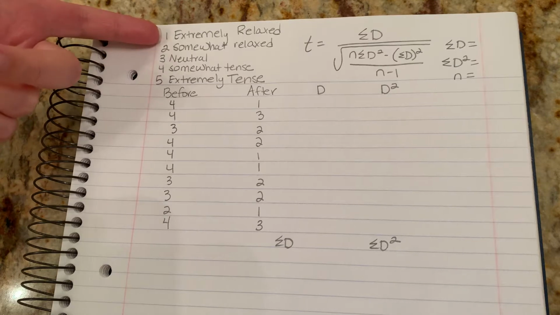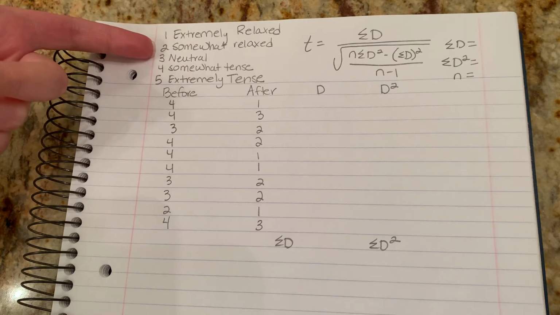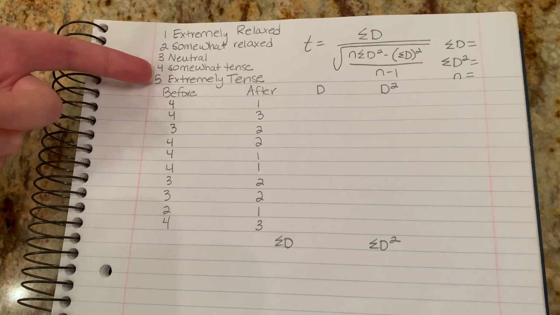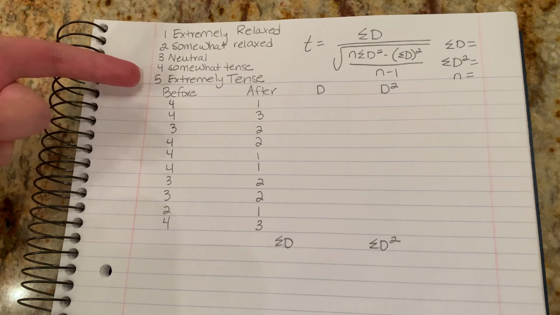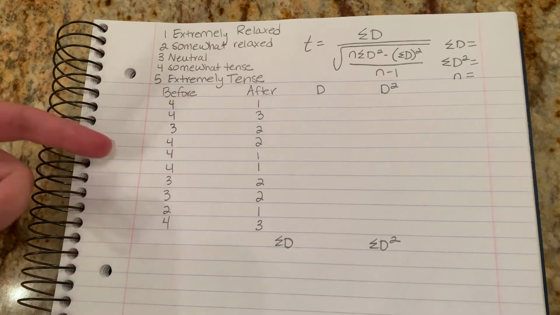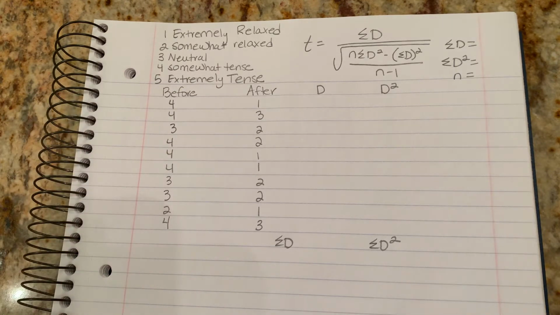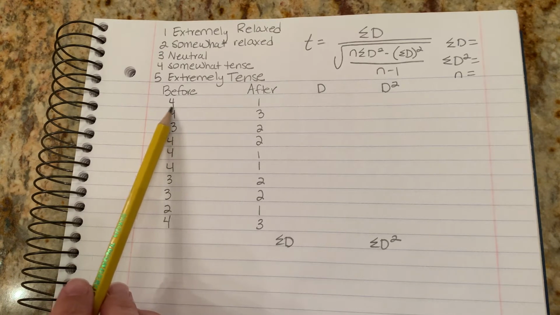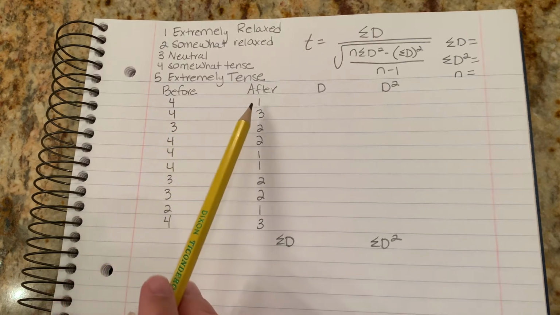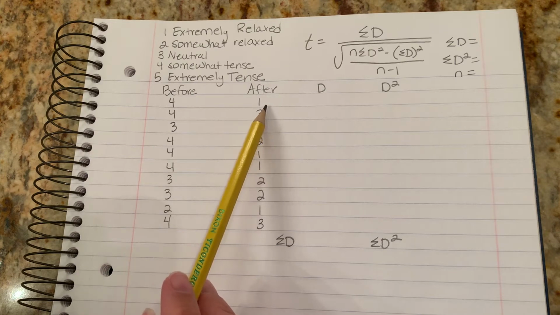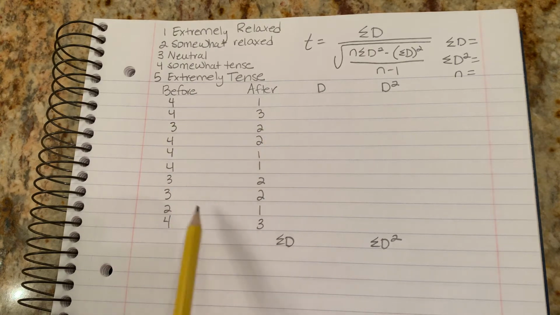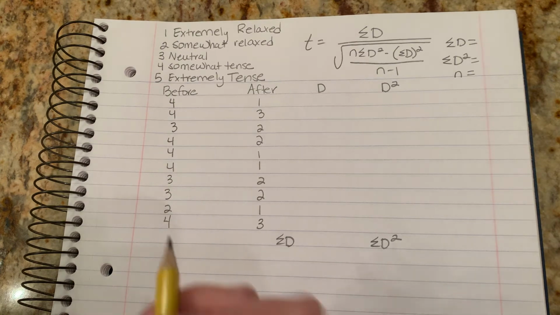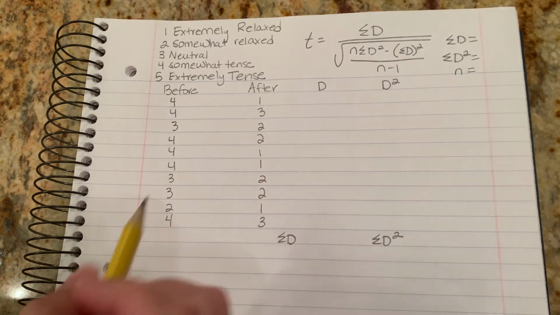A 1 represents extremely relaxed, a 2 represents somewhat relaxed, a 3 is neutral, 4 was somewhat tense, and 5 was extremely tense. So just by looking at this data, even before we calculate it, we can see there's differences. So this person was somewhat tense before the meditation, and then after it, they were extremely relaxed. So we do see there's differences here between the before and after, but in order to tell if the differences are significant, we actually have to calculate the t-test. So that's what we're going to do here.